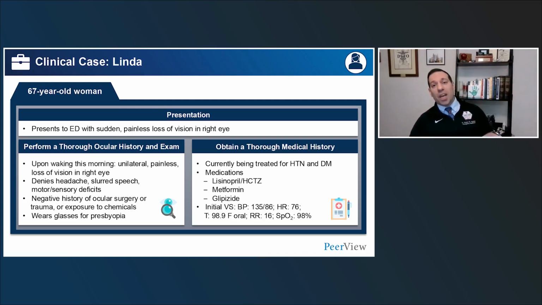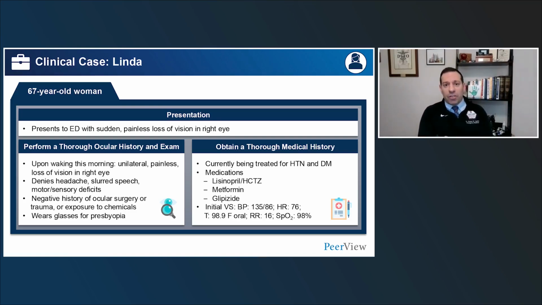They say that upon waking up in the morning, they have this unilateral painless vision loss. They don't have a headache. They don't have slurred speech. They don't have a history of ocular surgery or trauma. They wear glasses, but it's just for some nearsightedness. They have high blood pressure and diabetes, which is relatively classic for most of the folks showing up in our emergency department beyond the age of 60.